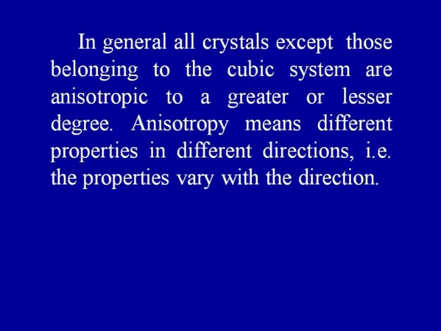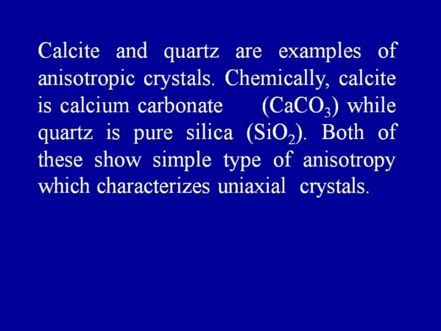In general, all crystals except those belonging to the cubic system are anisotropic to a greater or lesser degree. Anisotropy means different properties in different directions, that is, the properties vary with the direction. Calcite and quartz are very common examples of anisotropic crystals. Chemically, calcite is calcium carbonate CaCO3, while quartz is the pure silica, silicon dioxide.